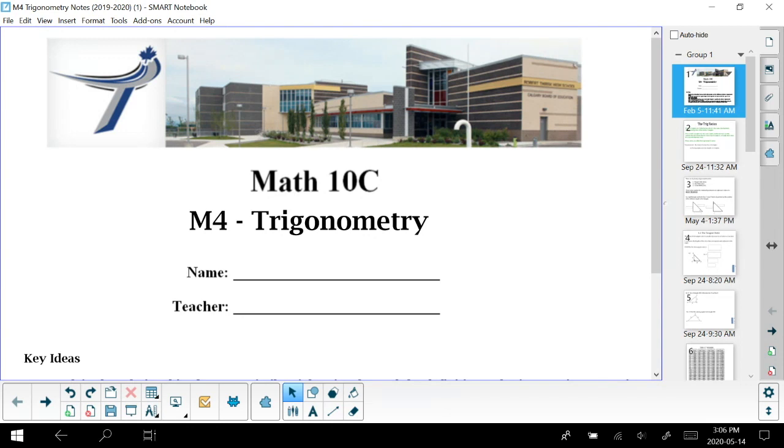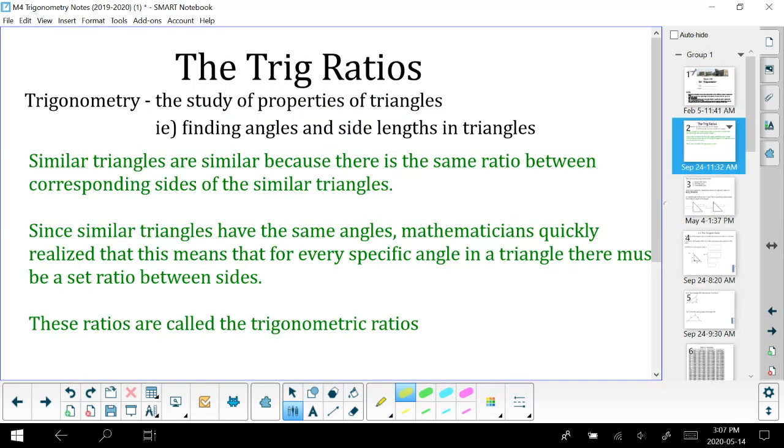Today we are going to get started with the M4 Trigonometry outcome. So before we get started, let's talk a little bit about what trigonometry is. It is just the study of the different properties of triangles. Really, we're just talking about finding out the different angles and the side lengths of triangles.